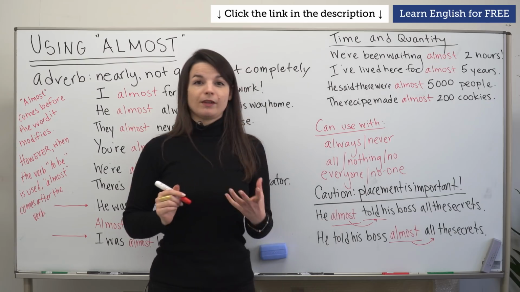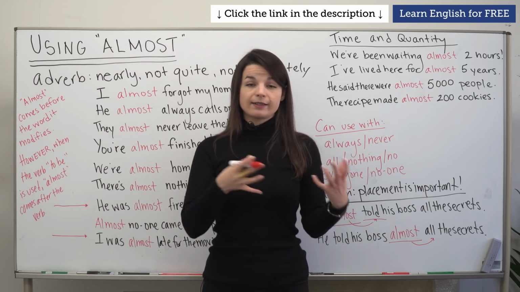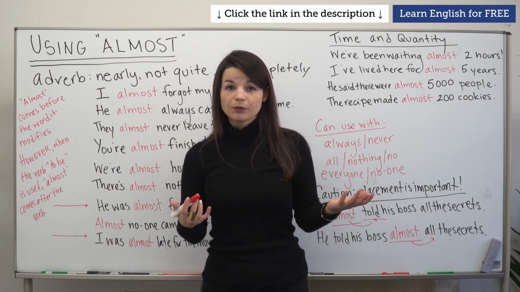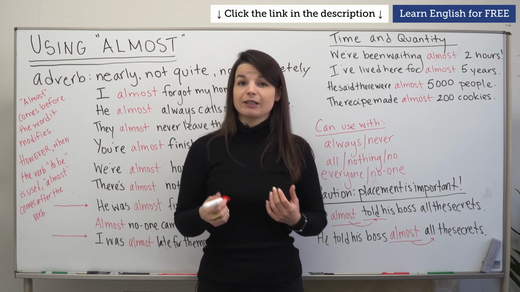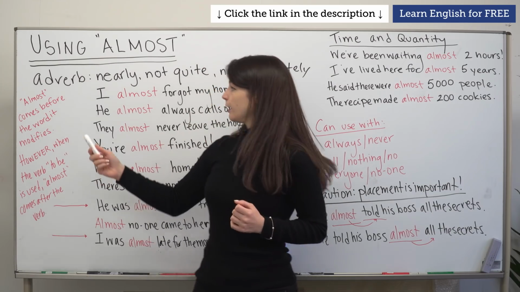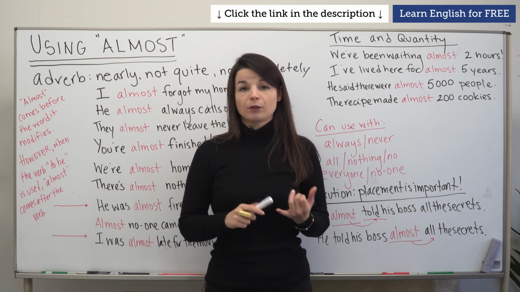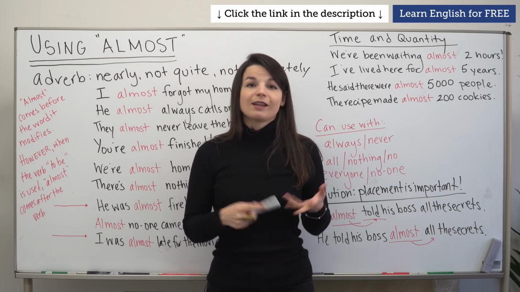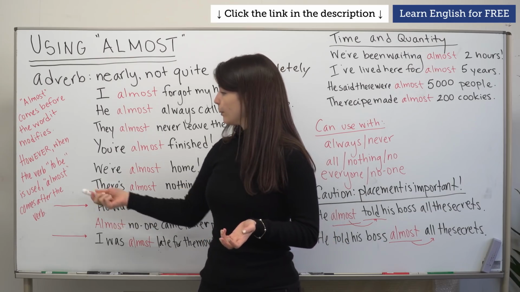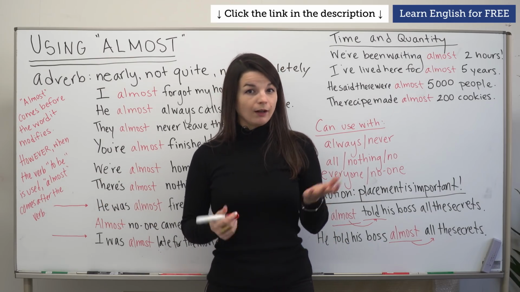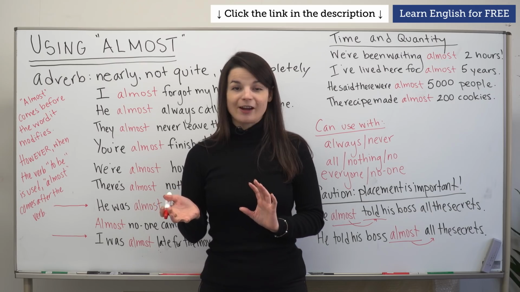So please keep this in mind. Your placement, the place in the sentence where you use the word almost, can create very, very different meanings. So remember this point here. Almost should come before the word it modifies. So when you're writing and when you're speaking, you should think carefully about this. Also remember, when you're using the verb to be, almost should come after that verb.